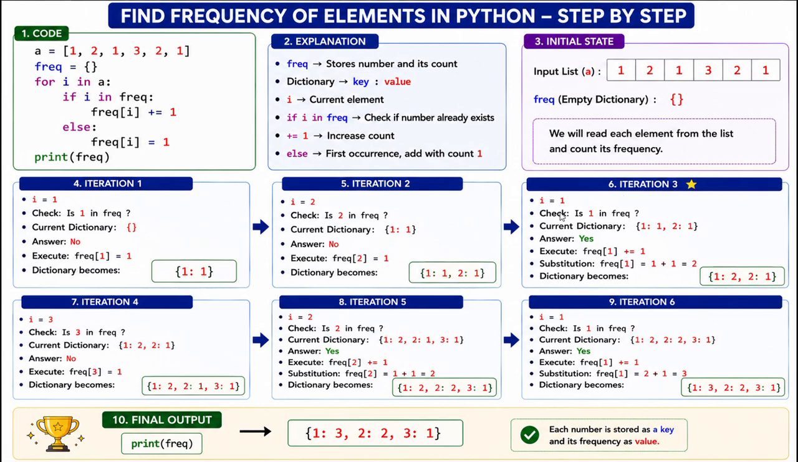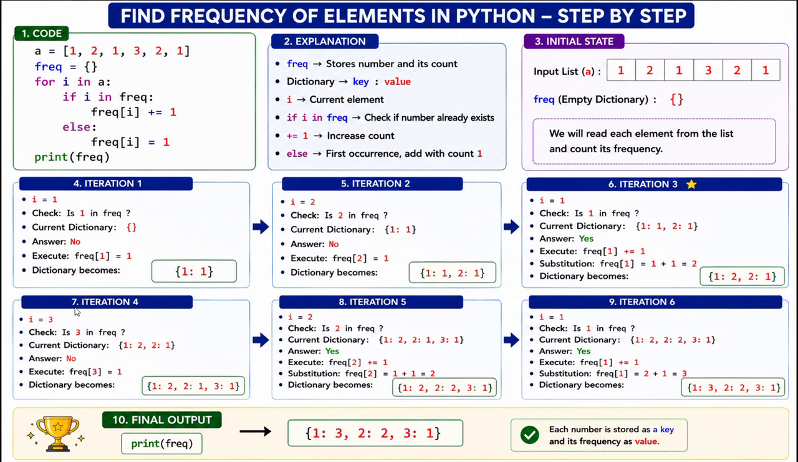Iteration 3. i equal to 1. Check: is 1 in frequency or not? Yes, it is. Once we check here, 1 exists in the current dictionary. So it is repeated, so we execute this condition. freq of i, that is freq of 1, equal to 1 plus 1, which means 2. Here 1 becomes 2 times. Okay, 1 is repeated 2 times. Here the dictionary is updated: 1 appears 2 times and 2 appears 1 time.